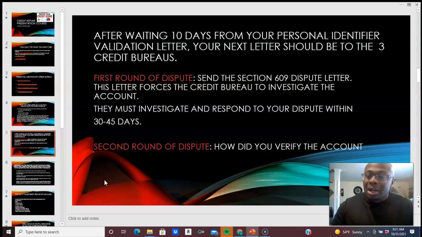I need to know the original collector. I need to know my true balance. What was my balance? Because now you want them to dig for information, to ask them how did they verify this information. I need to know why you are still saying this is correct. You verified it as being my account, and it is not accurate.